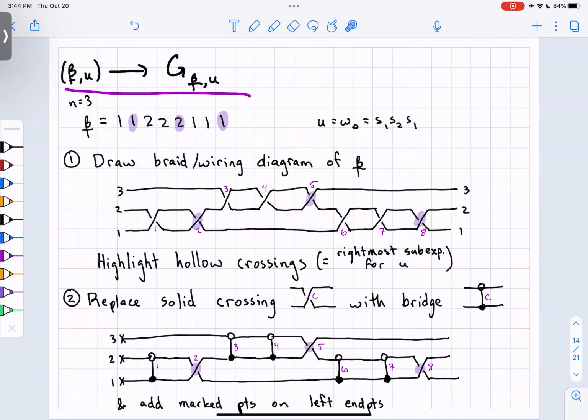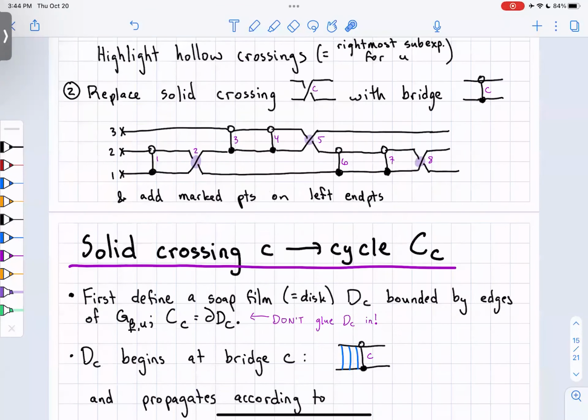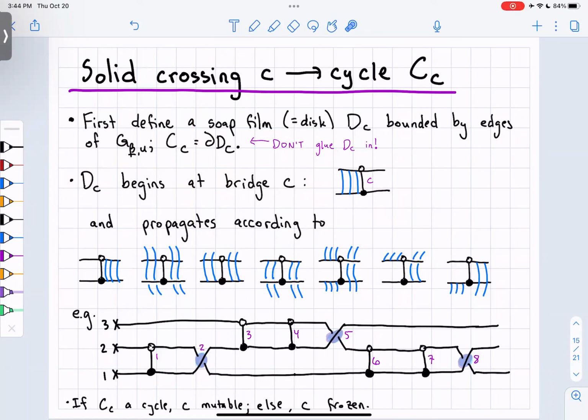It's 3-dimensional, because I have these places where I've got crossings, so I need to think about it embedded in 3D. I can't draw it in the plane without crossings. This might seem very mild to you so far. Where things get a little bit weird is when you introduce these cycles. The cycles correspond to cluster variables, and interactions of the cycles will give me the quiver. So how do I define these cycles? The easiest way is to define certain disks or soap films in my graph that are bounded by the edges of the graph, and then the cycle will just be the boundary of that disk.